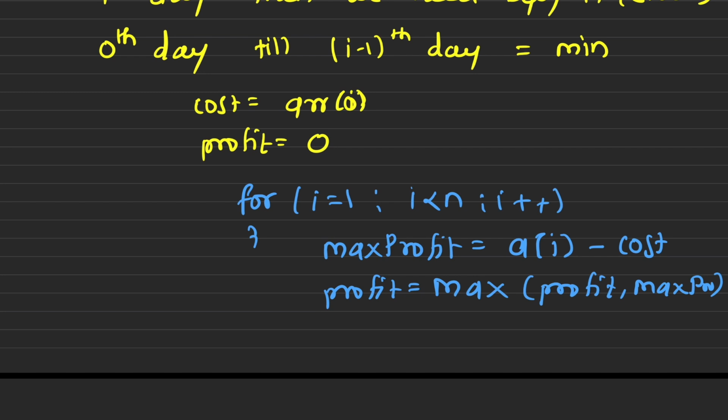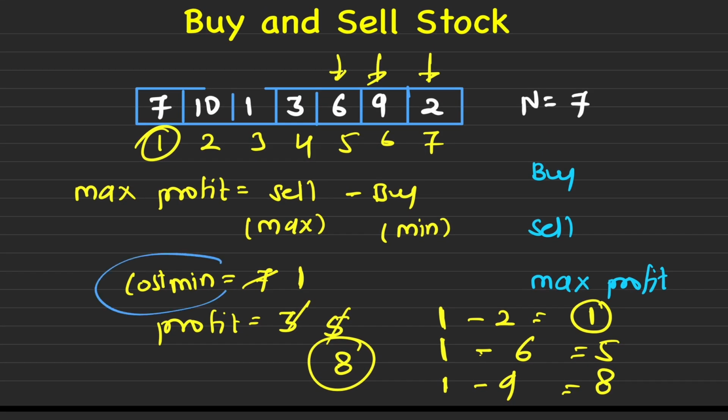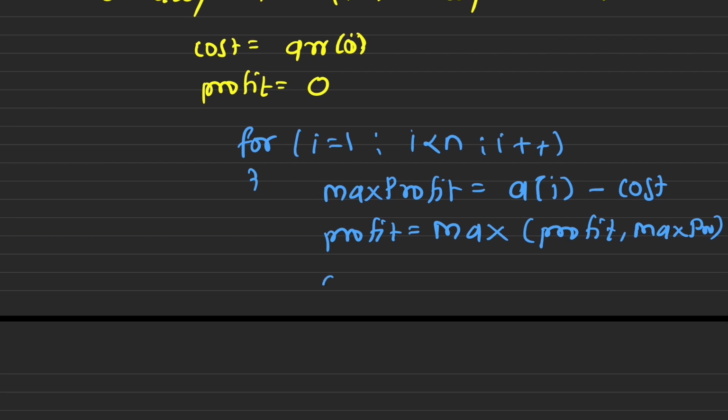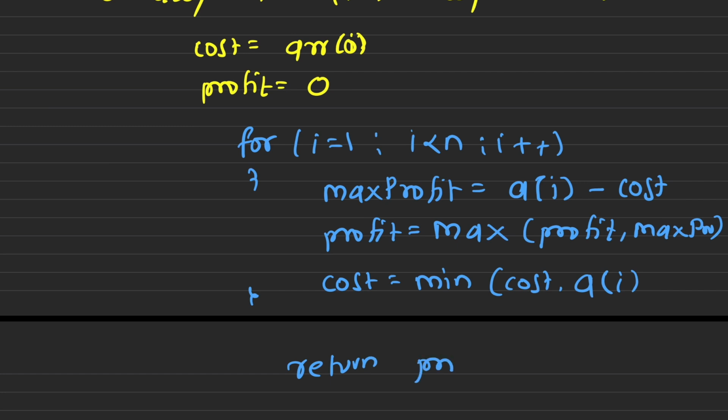So I will update the profit if I am getting it maximum, that is max profit. And finally before moving ahead, what we used to do is, we used to update our minimum value. So we will simply update it as cost is equal to minimum of cost and A of I. So this is a simple code, and finally we can simply return the profit because it will contain the maximum profit after buying and selling the stock.